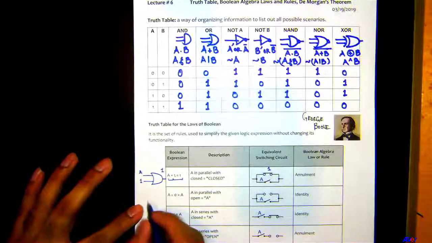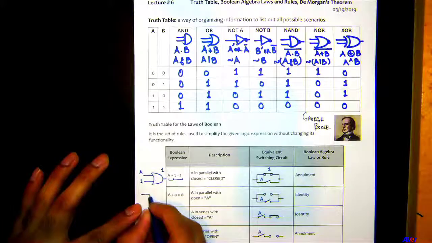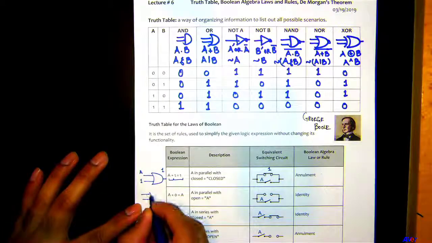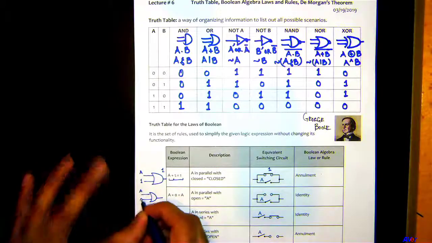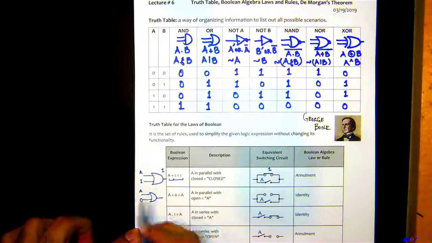Similarly, A plus 0 is going to be A, which means, again, plus would mean an OR gate here. This is A and this is 0. Because one of the inputs is 0, the output is dependent upon A. If A is 0, it's going to be 0. If A is 1, the output is going to be 1.